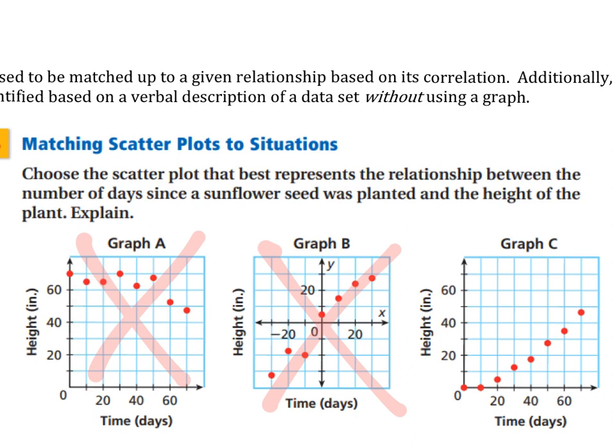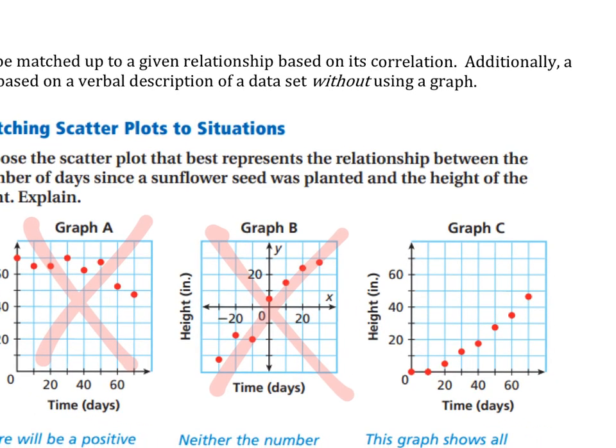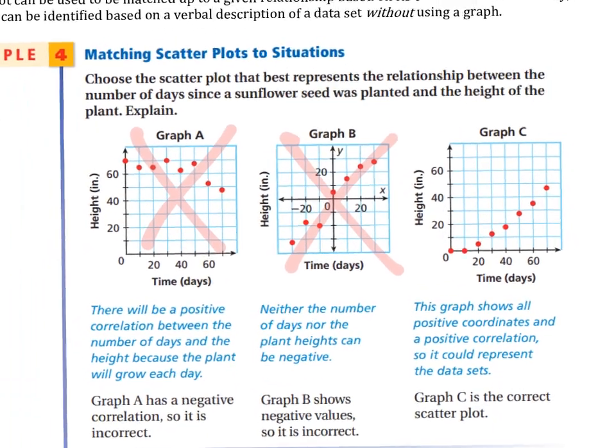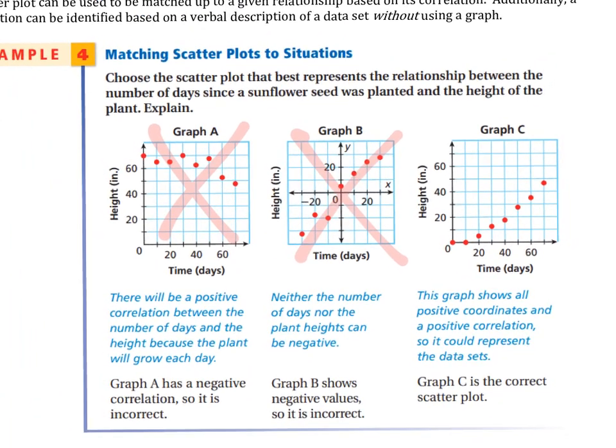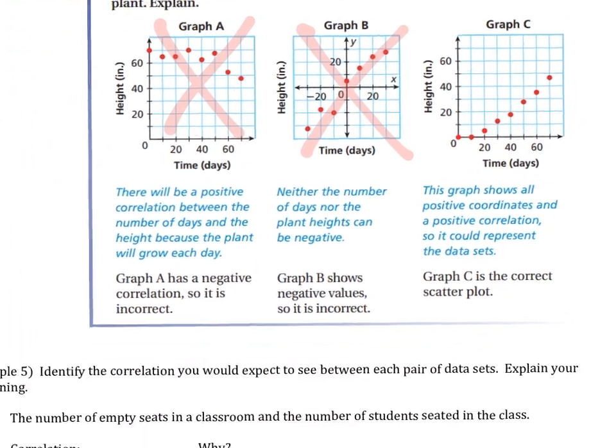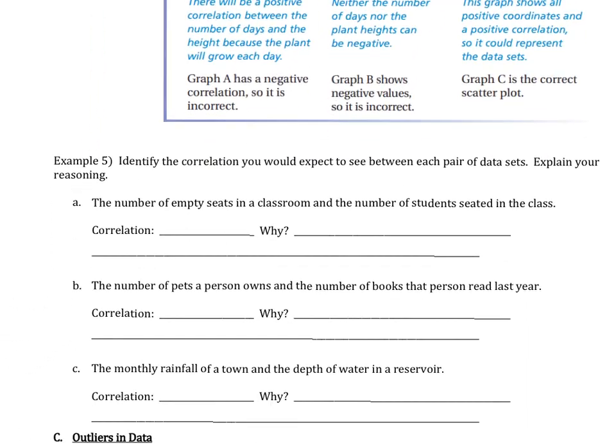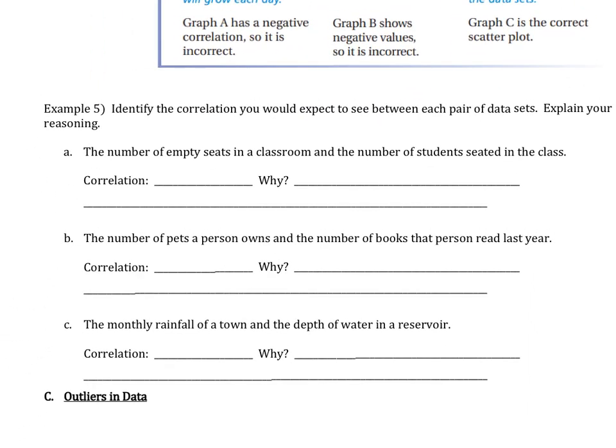Graph C, finally, that looks exactly like what I think we would have. 0 days, you're at 0 height. Even after 10 days, it's like 0 height, and then it starts to sprout and grow. So C is probably a better representation of a sunflower seed growing over time, right? All right, so let's look at the next thing.